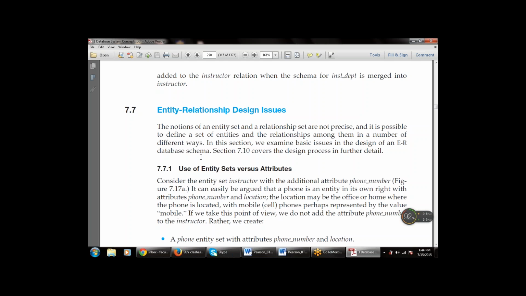Section 7.10 covers the overall design process in further detail. That is, what are the design processes available in the ER model. So here we are covering the ER database design issues, that is, the entity relationship design issues.